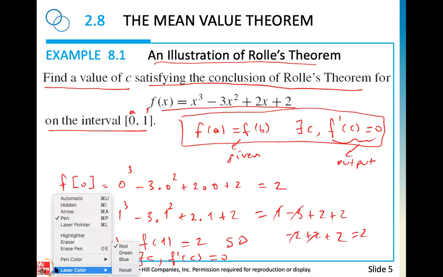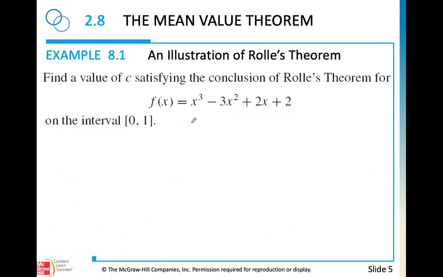So what am I going to do? Right now I will calculate f prime. So what is f prime of x? 3x squared minus 6x plus 2. So we said that there must be f prime of c equal to 0. So 3c squared minus 6c plus 2 is equal to 0.